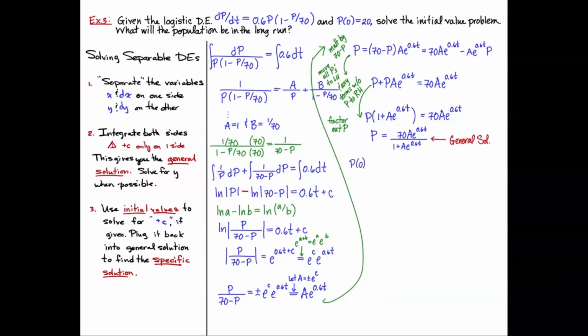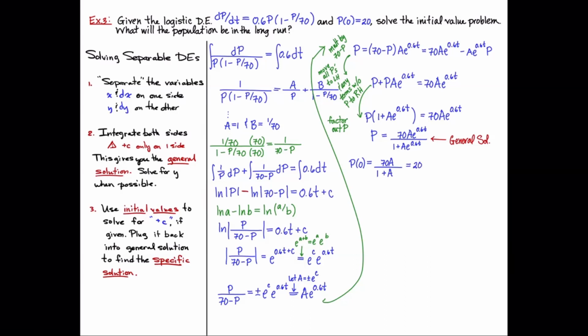P of 0 is equal to 70A e to the 0, which is 1, so times 1, over 1 plus A. And that is equal to 20. Solving for A, the same idea as we did when we solved for P, only it's much easier now. Let's cross multiply by the 1 plus A and distribute that 20. So we have 70A is equal to 20 times 1 plus A, which is 20 plus 20A.